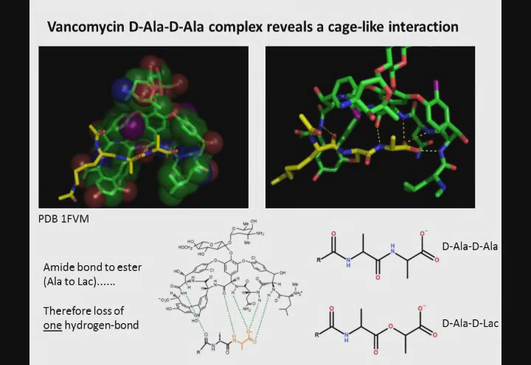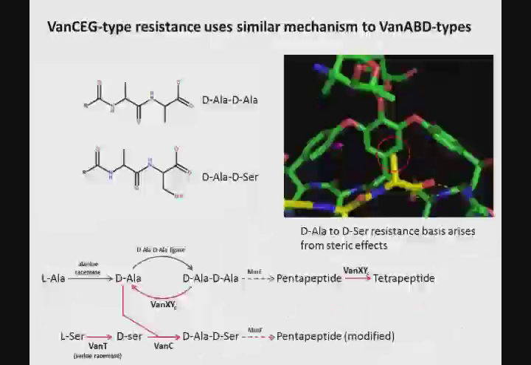Now remember, there's a second type of resistance where you have D-Ala-D-Ser instead of D-Ala-D-Lac, and this is weaker. This is only a 6-fold change in affinity for vancomycin. And the obvious thing you can say is the difference between serine and alanine means you'll have an extra OH here, and that will clash with the aromatic cage of vancomycin. So it's nothing about hydrogen bonds because you've still got the NH, it's about the steric clash inside the cage.